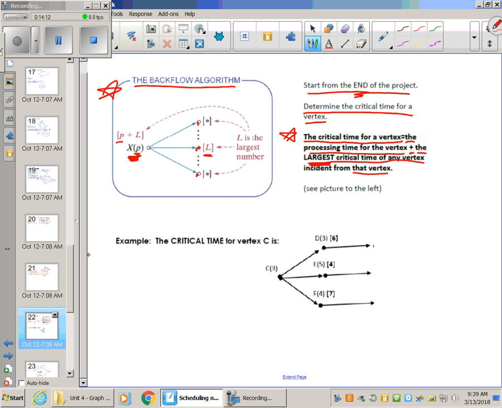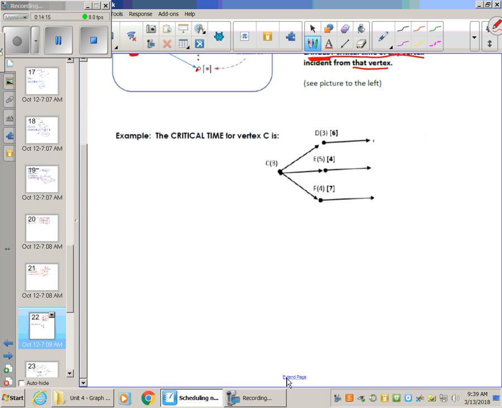Let's look at a more discrete problem here where it actually gives you numbers instead of letters. So say that we're trying to find the critical time for vertex C, okay, this vertex right here. Remember, a critical time is the longest path that it takes to get to the end. Well, if you look at all the vertices that it's pointing to, we already have all of their critical times here given in the bracket. Okay, so C is going to go down one of these three paths for the longest path. But which one is it? It's the one with the biggest critical time that it's pointing to, which is F with 7. So C's critical time is going to be its processing time 3 plus the critical time of the biggest critical time that it's pointing to, F. So in this case, it's going to be 10.